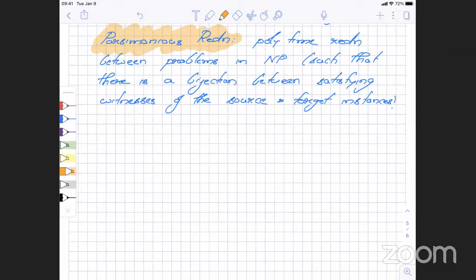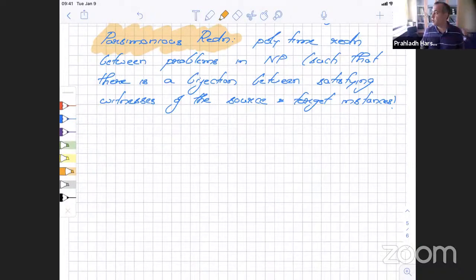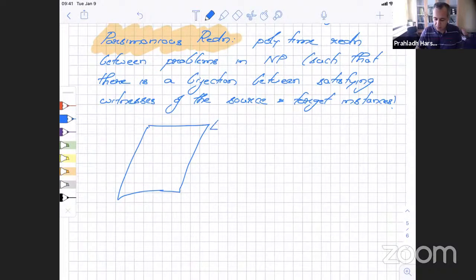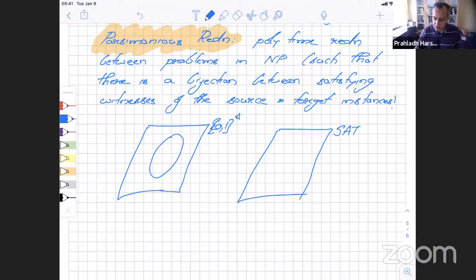So x can be mapped to various phi x's? No. The reduction maps x to one phi of x. So it looks like this. This is the set of instances for L. This is the set of instances for SAT. L is sitting over here. So this is 0, 1 star. And SAT is sitting over here. So x in the language is mapped to phi of x here.